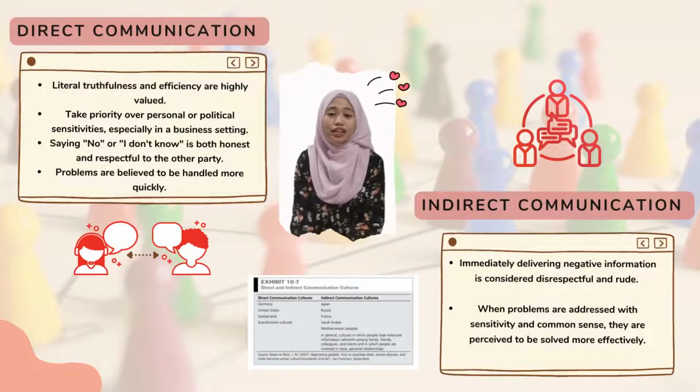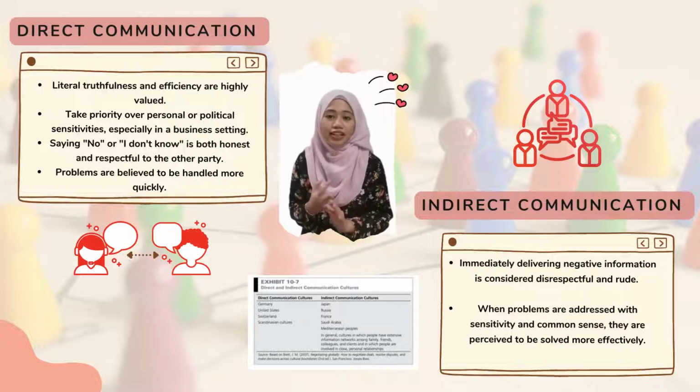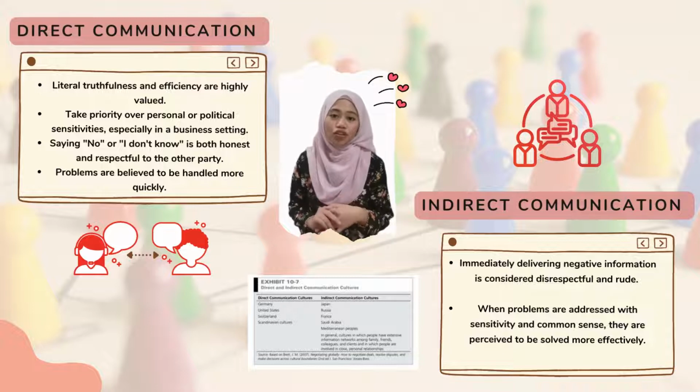Finally, the third or last cultural dimension is direct versus indirect communication. In cultures with a direct communication style, which tend to correlate with task-oriented cultures, such as the United States, Australia, Germany, and Anglo-Canadians, both literal truthfulness and efficiency in communication are highly valued and to some extent take priority over personal or political sensitivities, especially in a business setting. Saying no or I don't know is both honest and respectful to the other party because it does not mislead them or lead to game playing.